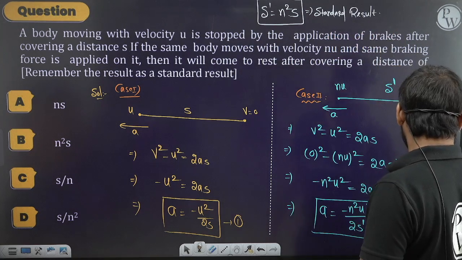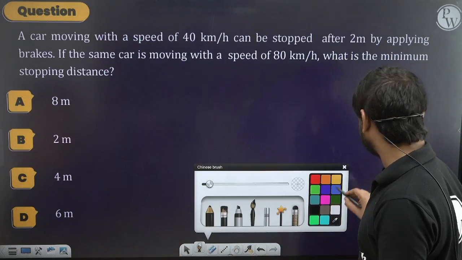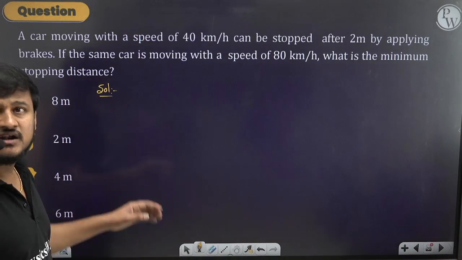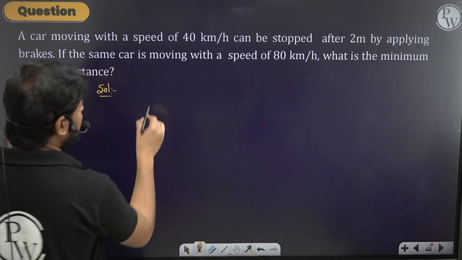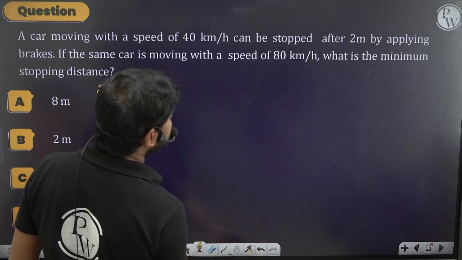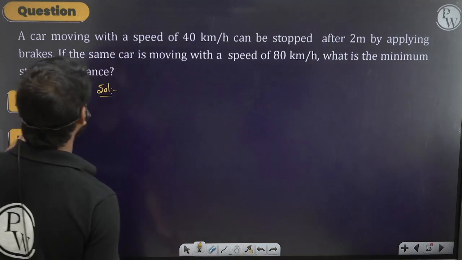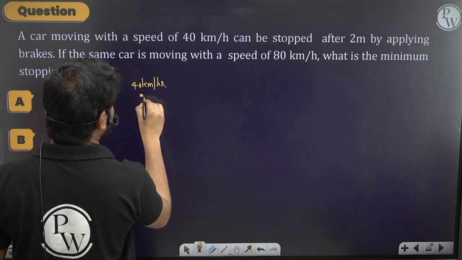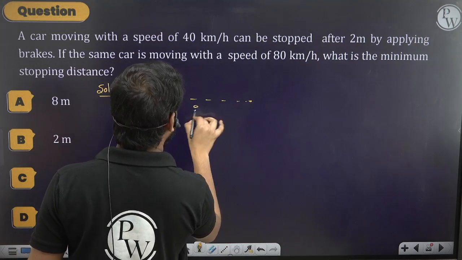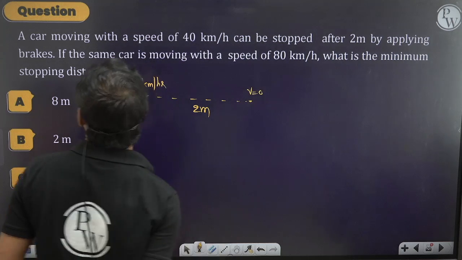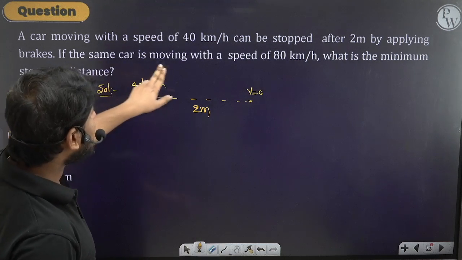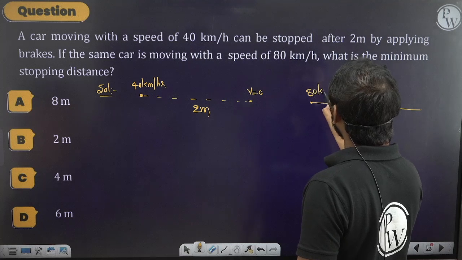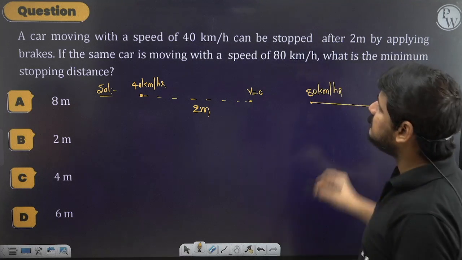Chalo, let's see the next one. A question is given here. What does the question say? A car moving with a speed of 40 km/h can be stopped after 2 meters by applying the brakes. So it's moving with 40 km/h, and let's suppose it stopped after 2 meters after applying the brakes. If the same car is moving with 80 km/h, what is the minimum stopping distance?